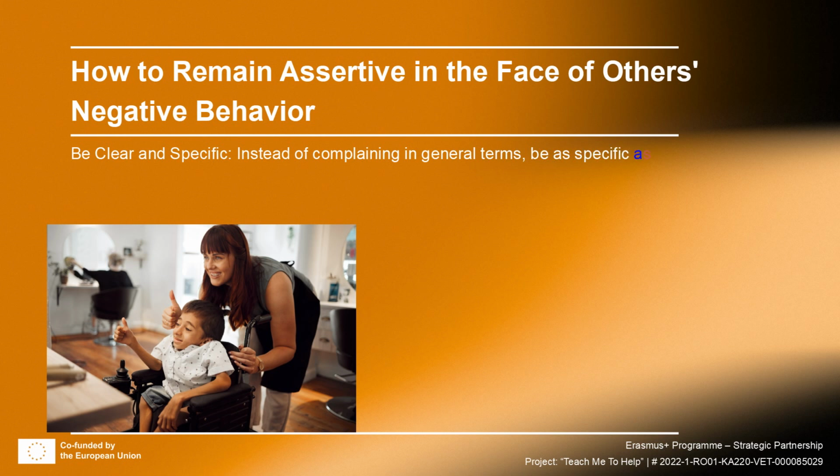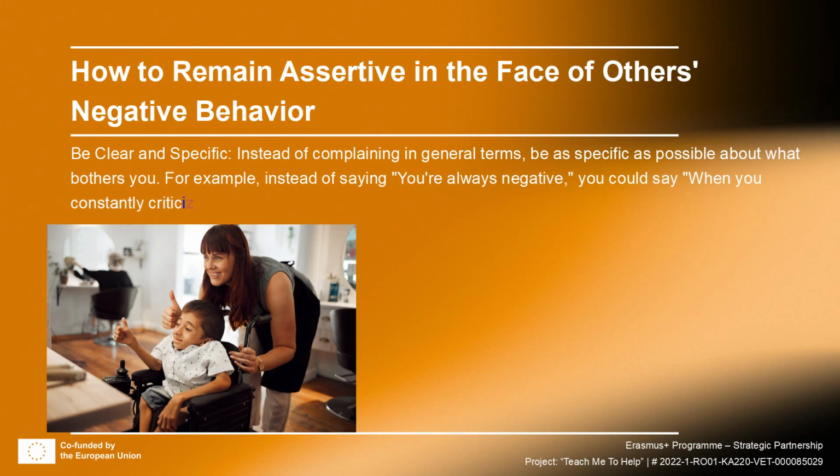Be clear and specific. Instead of complaining in general terms, be as specific as possible about what bothers you. For example, instead of saying you're always negative, you could say, "When you constantly criticize my ideas, I feel discouraged."